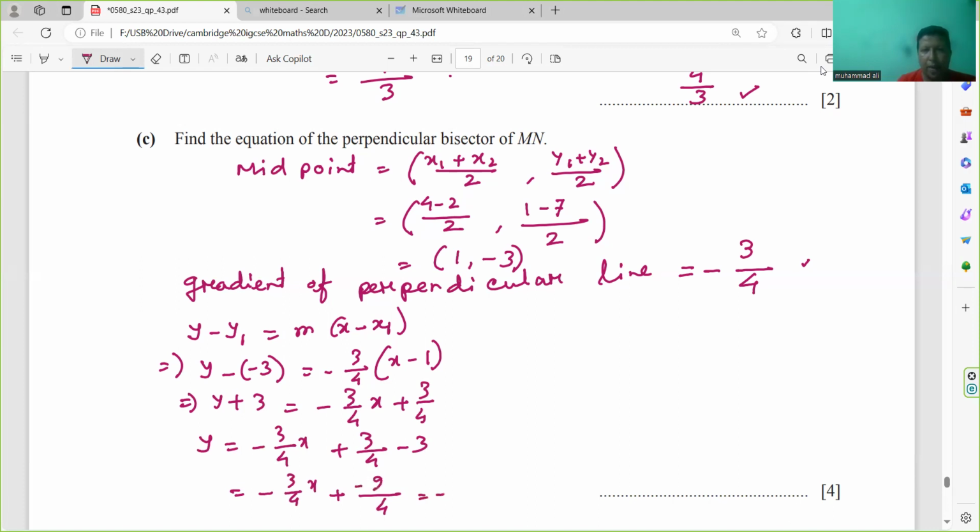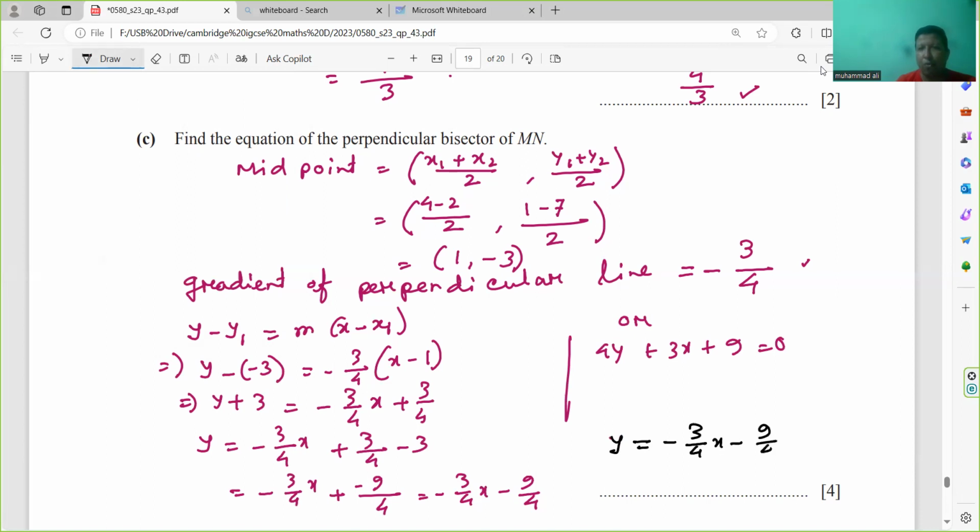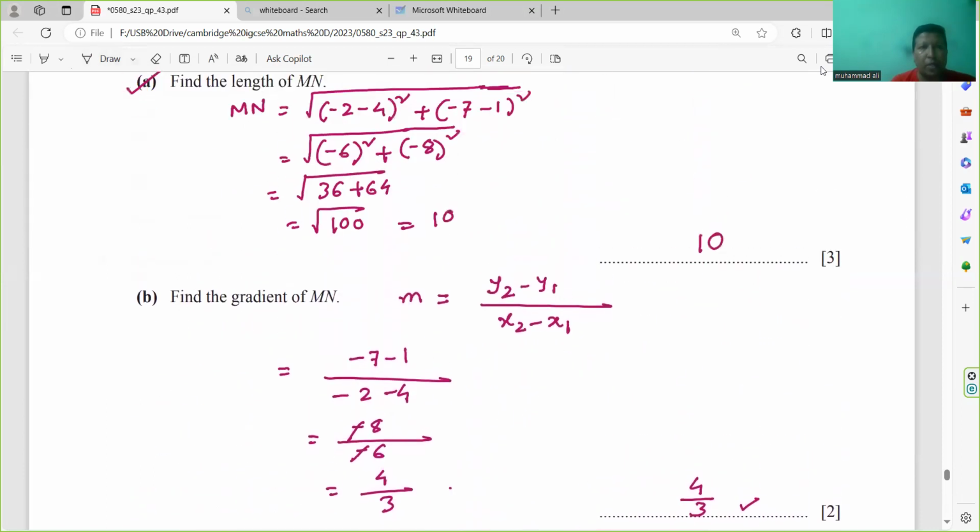So you can write here y equals minus 3 by 4x minus 9 by 4, or we can write 4y plus 3x plus 9 equals 0. So our answer we can write both of these results: y equals minus 3 by 4x minus 9 by 4, or 4y plus 3x plus 9 equals 0. So this is question number 11.